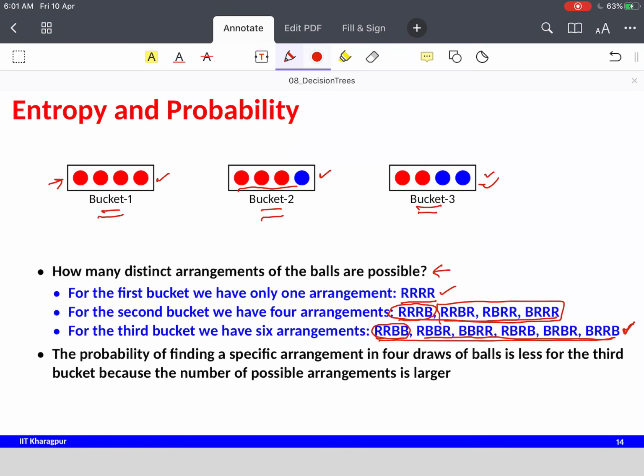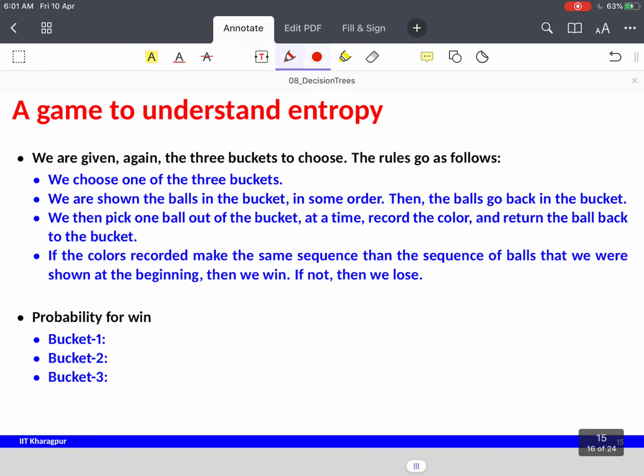So that is the situation. What we would like to say is that this has the maximum entropy, and this has the least entropy. So let us take an example.